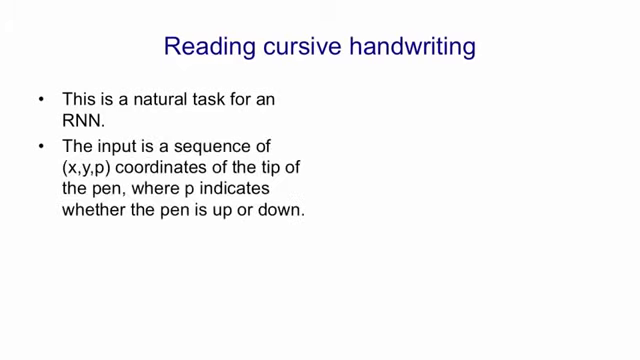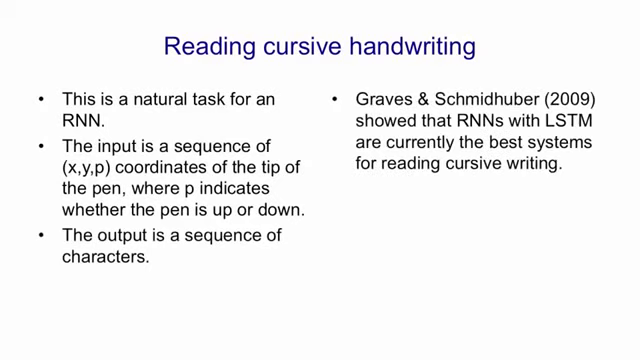Now let's look at a task that a recurrent neural network with long short-term memory is very good at. It's a very natural task for a recurrent neural network. It's reading cursive handwriting. The input is just a sequence of the x and y coordinates of the tip of the pen, plus some information about whether the pen is on the paper or not. The output is going to be a sequence of recognized characters. Graves and Schmidhuber in 2009 showed that recurrent neural networks with long short-term memory are extremely good at this task. So far as I know, they're currently the best systems there are, and I believe Canada Post is starting to use them for reading handwriting.